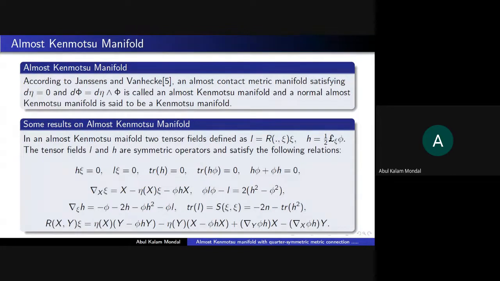Now, an almost cosymplectic manifold, according to Jensen: an almost contact manifold satisfying dη = 0 and dΦ = 0 is called an almost cosymplectic manifold, and a normal almost cosymplectic manifold is said to be a cosymplectic manifold. That is, an almost cosymplectic manifold is a generalization of a cosymplectic manifold. In an almost cosymplectic manifold, the tensor fields are defined as ℓ = L_ξ φ... and h equal to half of the Lie derivative of φ with respect to ξ, and these satisfy some basic results.